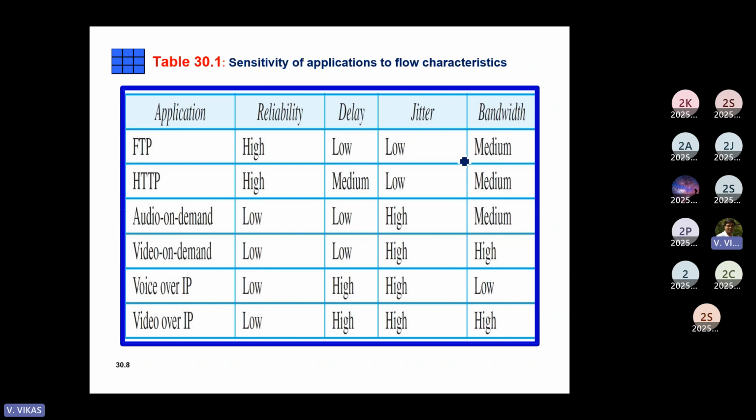But when I consider voice over IP and video over IP, then we are going to have criticalness with respect to delay. That means video conferencing or teleconferencing. Real time applications, delay is very critical, and in all the cases jitter is also very critical. And with respect to bandwidth requirement, audio we are going to have medium requirement, video high. Like that we have sensitivity of different applications.